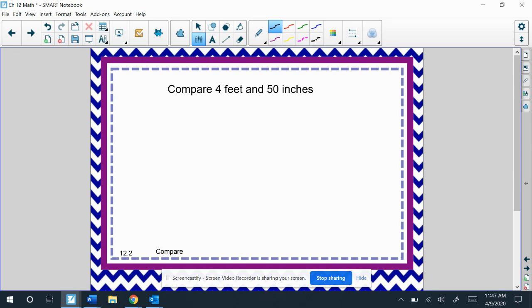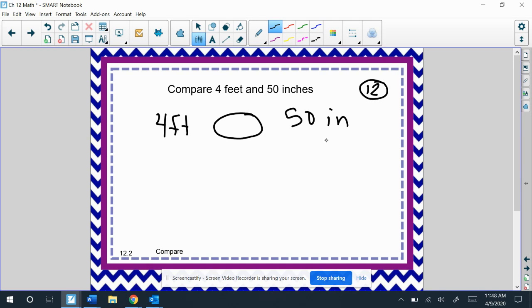We are going to compare. So in order for us to compare, we are going to rewrite this. We're going to write 4 feet, and we're going to put a circle to separate them, 50 inches. Well, I now know that it is feet and inches, so I'm going to put my unit in the corner and circle it. What unit would I put in the corner to circle? If you said 12, you are correct. Well, 12 is in inches and 50 is in inches. I don't have to do anything. But 12 is in inches and this one is in feet. I am going to have to change that.